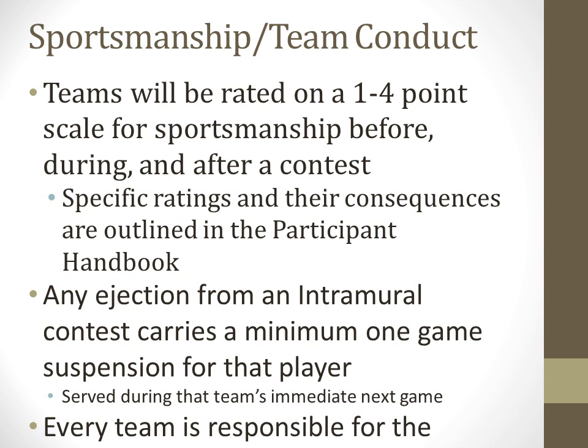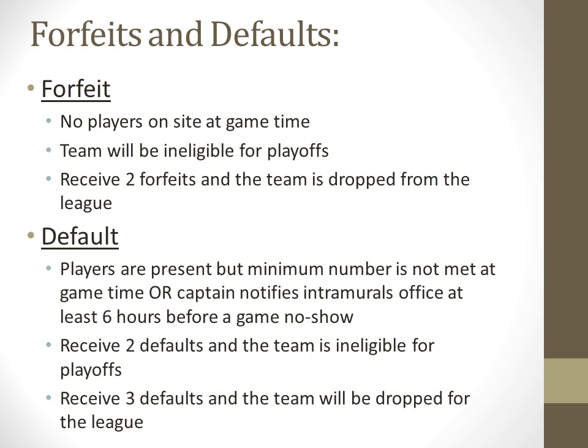Each team in every game will be rated on a 1 to 4 point scale for their sportsmanship before, during, and after a contest. If a player is ejected from a contest, that player will be suspended from their next game. A forfeit occurs when a team has no players on site at game time. That team will then be ineligible for playoffs, and if they receive 2 forfeits, the team will be dropped from the league. A default occurs when a team has players present, but the minimum number has not yet been met, or if the captain notifies the intramural office that they will not be attending a game at least 6 hours in advance. If they receive 2 defaults, the team will be ineligible for playoffs, and if they receive 3 defaults, they will be dropped from the league.